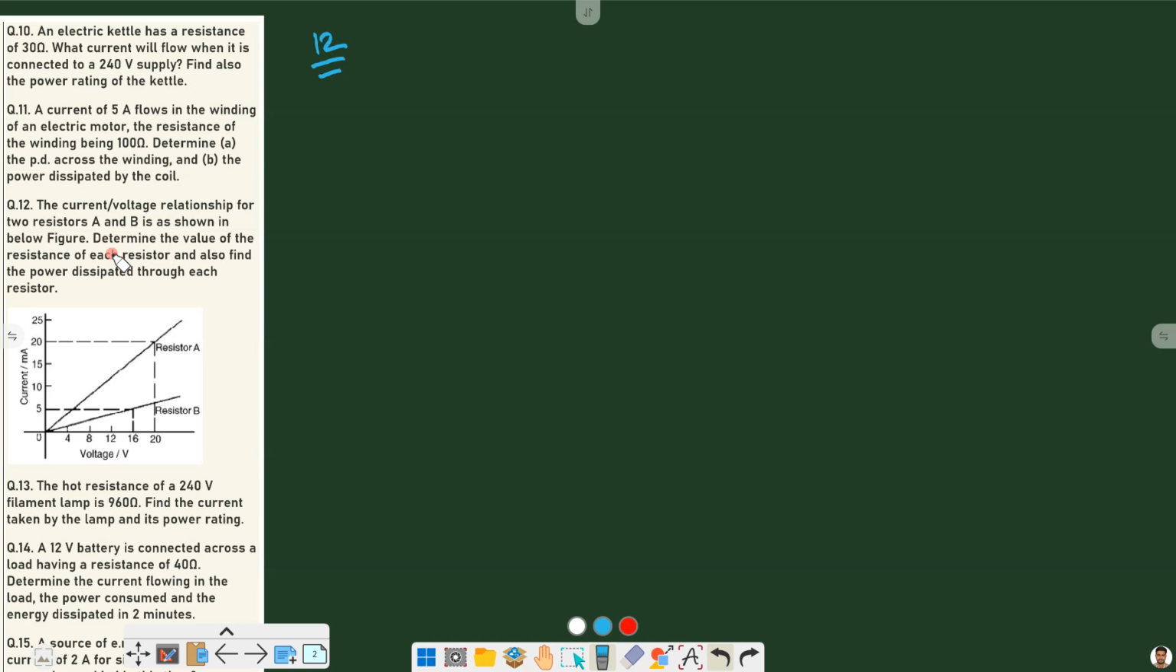So the voltage and current relationship is given for two resistances A and B. Determine the value of resistance and the power dissipated through each resistance. So let us first copy this diagram.